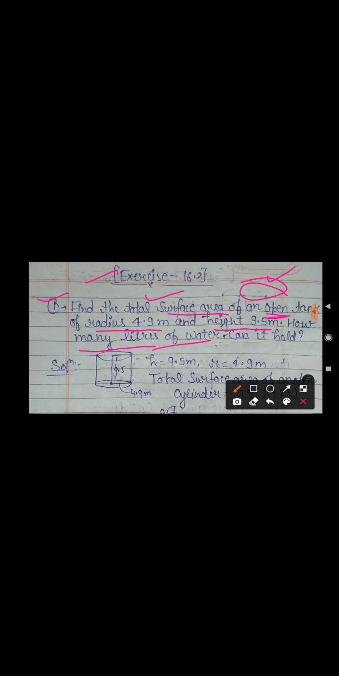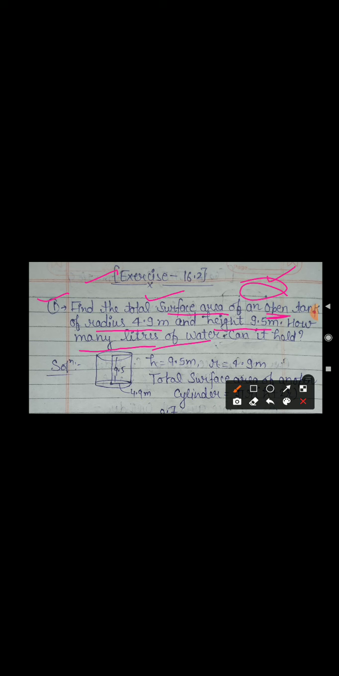liters of water. So if it says how many liters of water, or it says you have to fill that shape with other things, that time you have to find the volume. That means volume is occupation. In the previous video we explained that volume is an occupied space measurement.